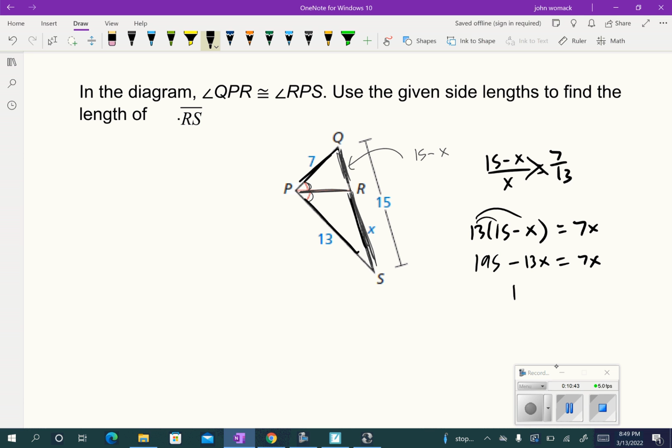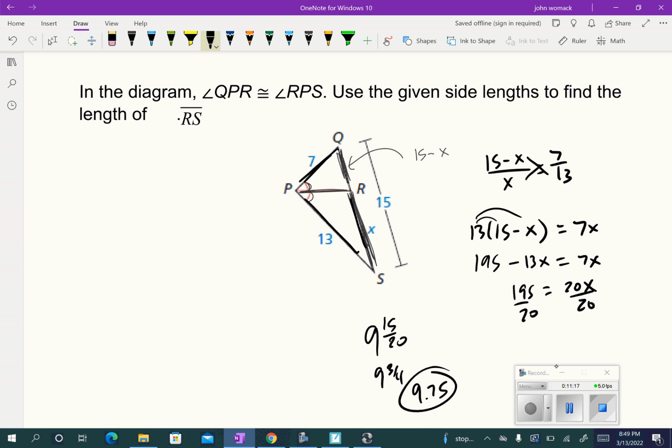Add the 13x, so 195 equals 20x. Divided by 20. Okay, and that's going to come out to be a decimal. You see 20 goes into 200 10 times, right? So that means it goes into it 9 times would be 180, so it'd be 9 and 15 20ths, which is 9 and 3/4. So 9 and 3/4 or 9.75. Again, you can use a calculator if you want to double check that.